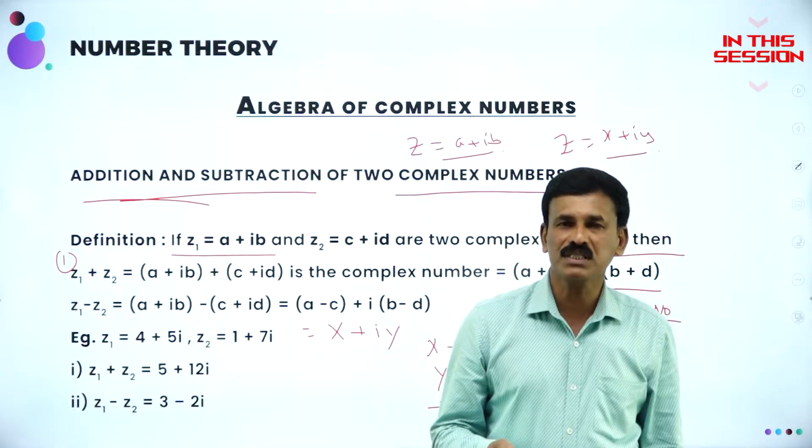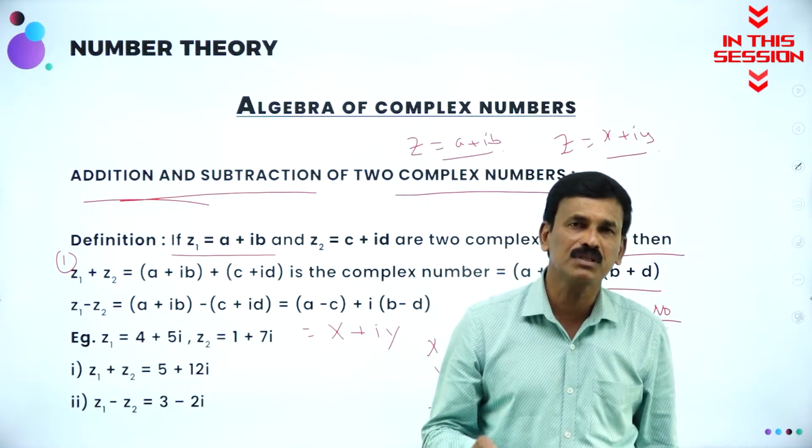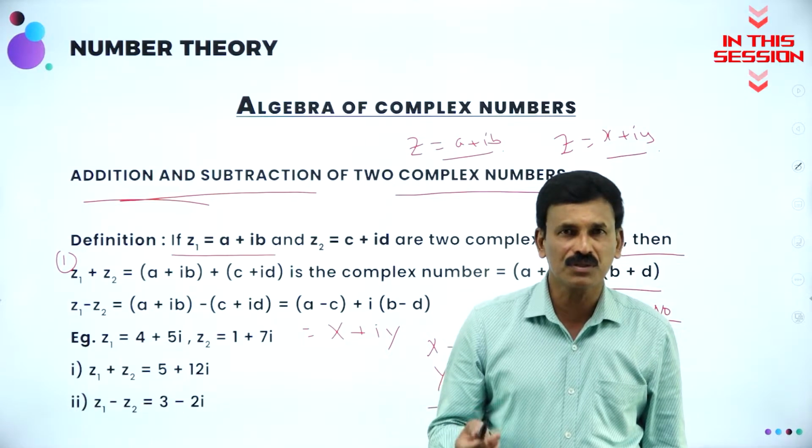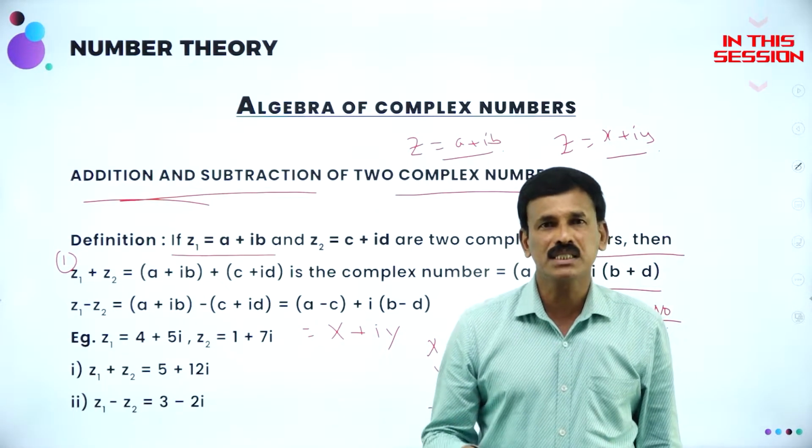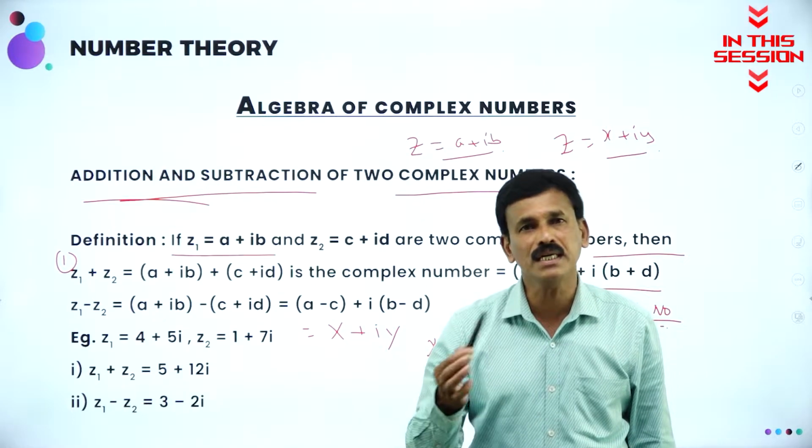If you add any two complex numbers, you are going to get one more complex number. If you subtract any two complex numbers, you are going to get a complex number. So addition and subtraction of complex numbers is again a complex number.